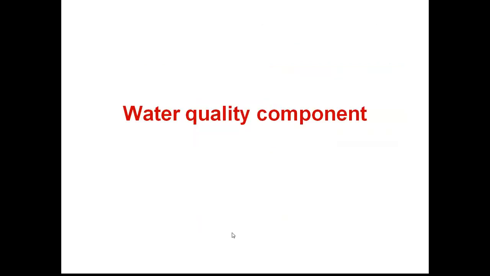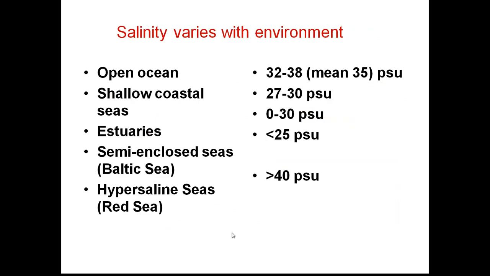So if we start with the water quality component, as I said before, one of the key considerations is salinity, because obviously all organisms are bathed in water and are exposed to salinity. It is going to influence osmotic processes. Certain organisms are going to be able to deal with high salinities. Certain organisms are only going to be able to deal with lower salinities.